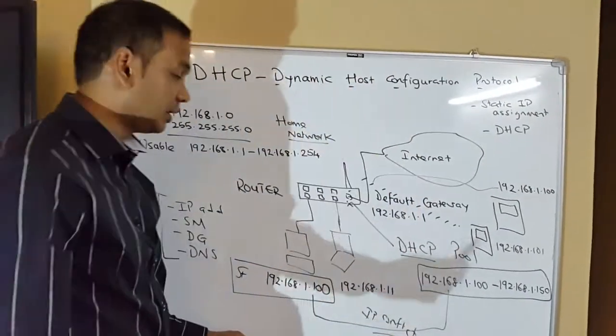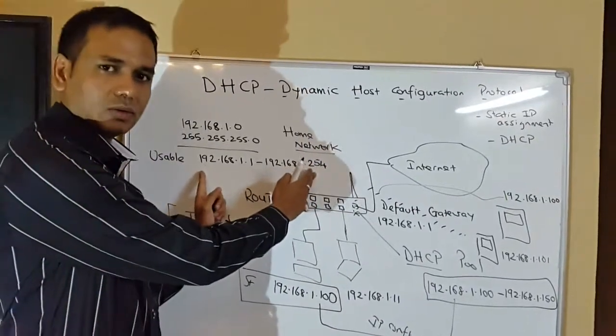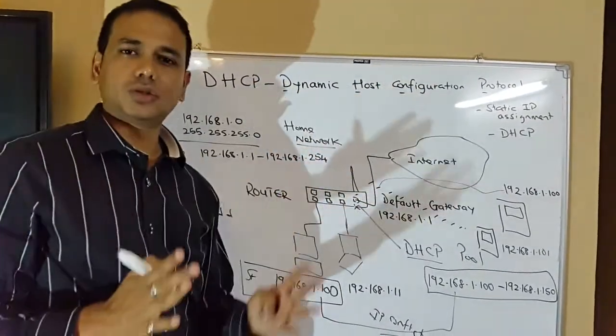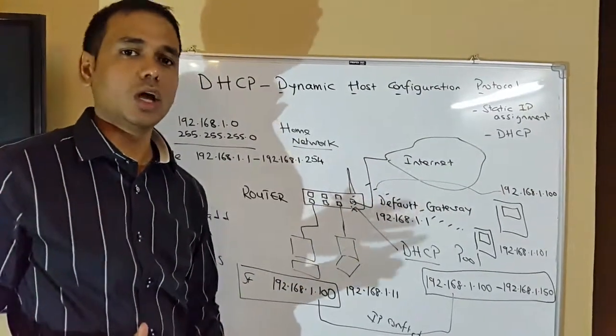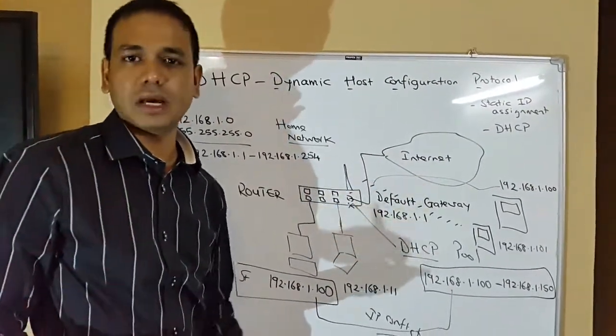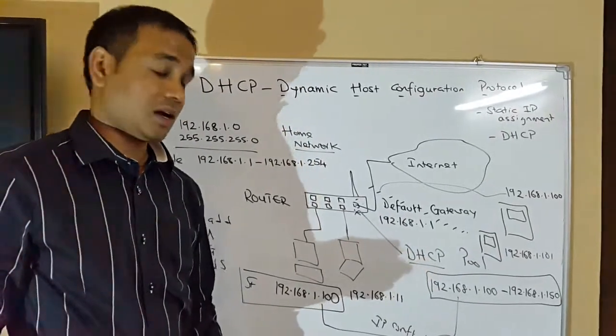So basically it's very important that from your range of IP addresses, you know which range you will assign to DHCP and which range you will use to statically assign IP addresses on hosts.